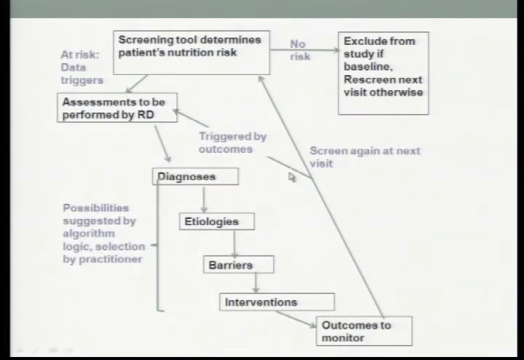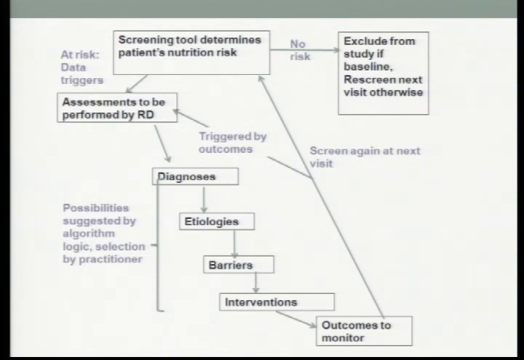Each assessment triggers this kind of cascade of process, a potential list of diagnoses that are related to the outcomes of your assessment, the input that you put in for your assessment, and then you determine the diagnosis that you think is appropriate for your patient. Same with etiology, same with barrier, and finally the interventions. So you may say, well, what's barrier? You didn't talk about barrier in the nutrition care process, and that's true.